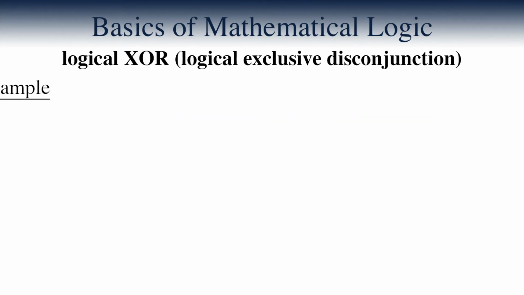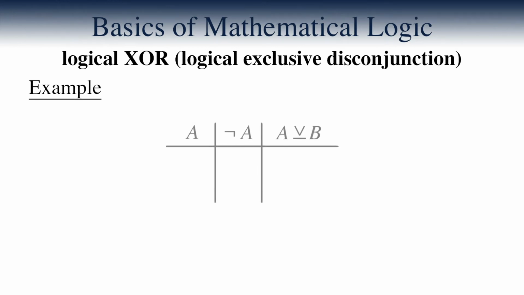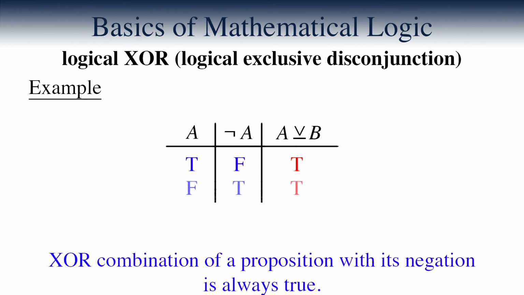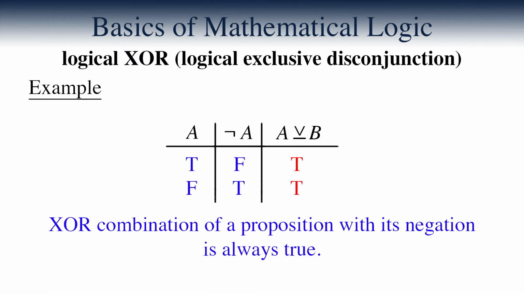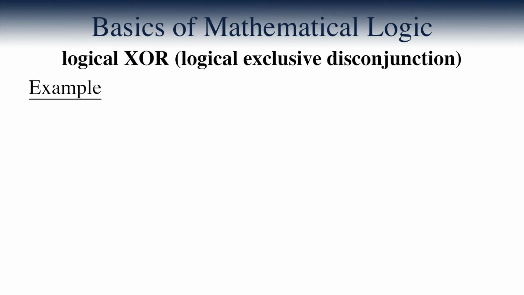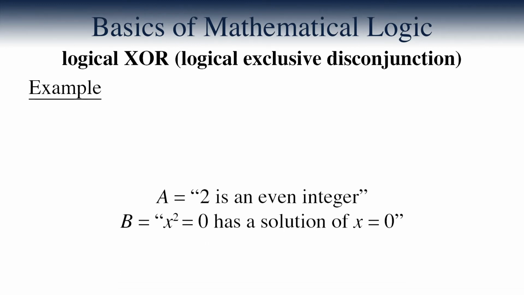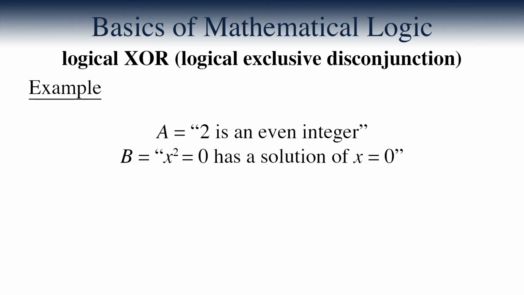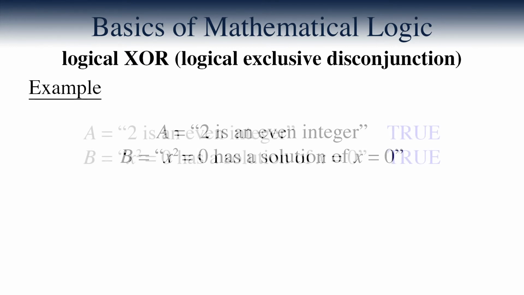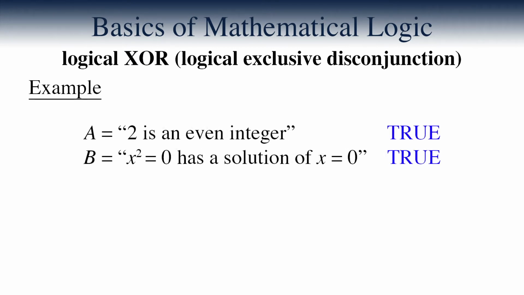Let's discuss some examples. The first one is the XOR combination of a proposition with its negation. Clearly, the result should always be true since the two primary propositions have opposite truths. For the second example, consider that proposition A is, 2 is an even integer, and proposition B is, x squared equal to 0 has a solution of x equal to 0. So, both statements are true. Thus, the statement A XOR B is false.